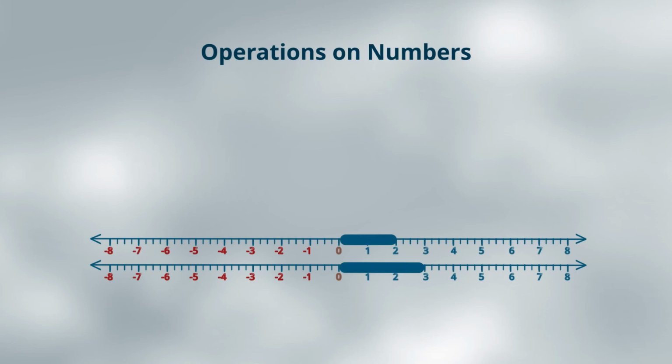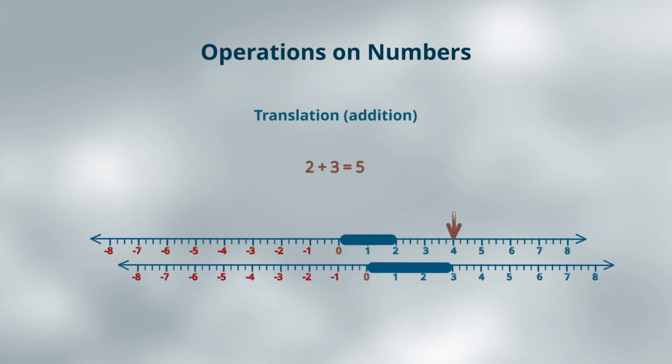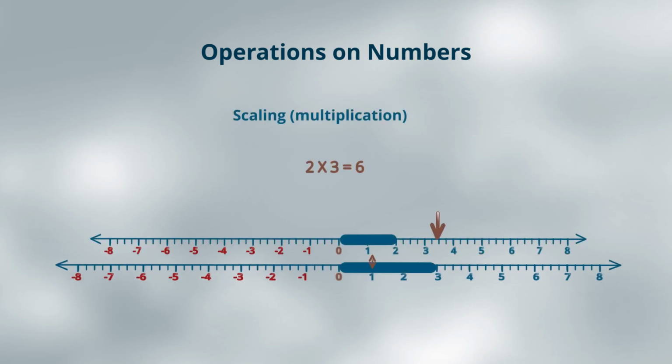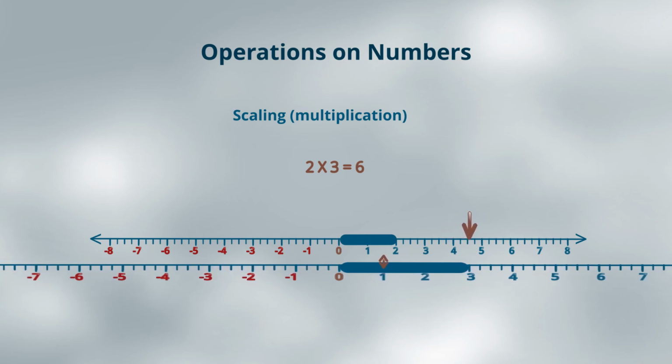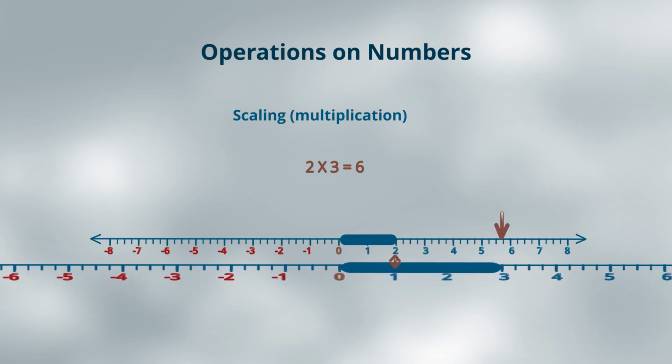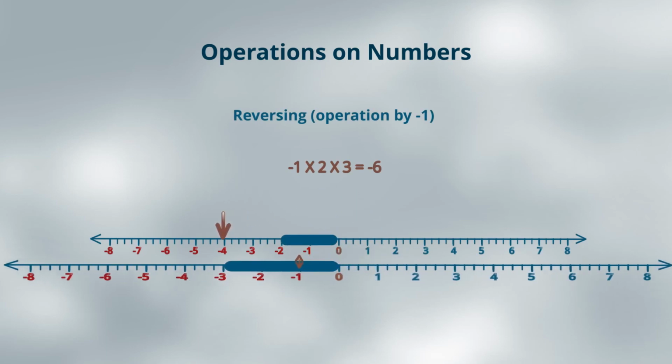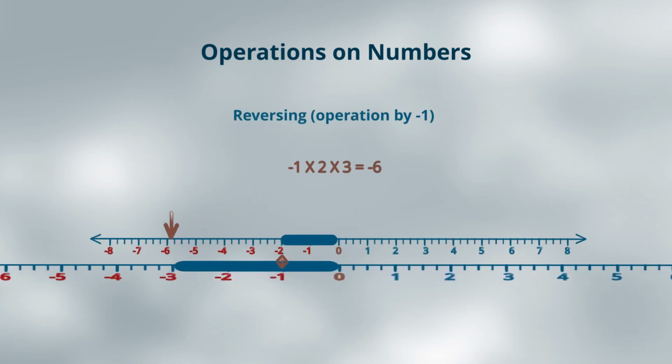Operations on numbers apply to 3 most basic transformations. These are translation, which relates to addition. It moves a point by a given amount by sliding the scale. Scaling, or multiplication. This operation moves a point by an amount related to a certain value by stretching the scale. And reversing, which consists of an operation by -1. Multiplying by a negative number stretches the scale in the opposite direction.